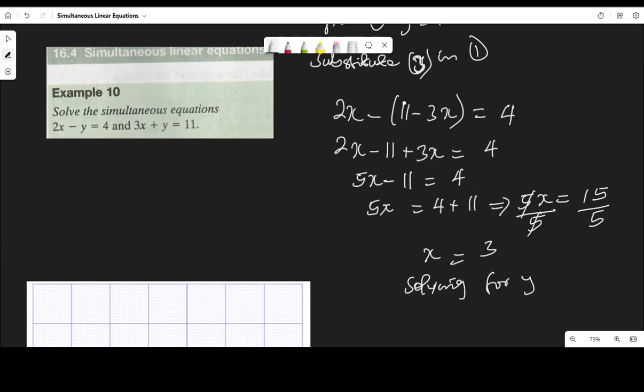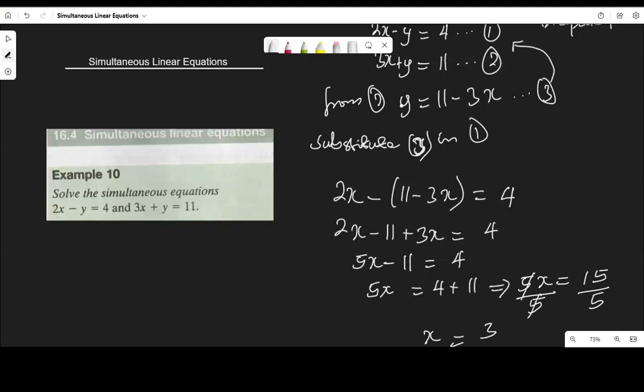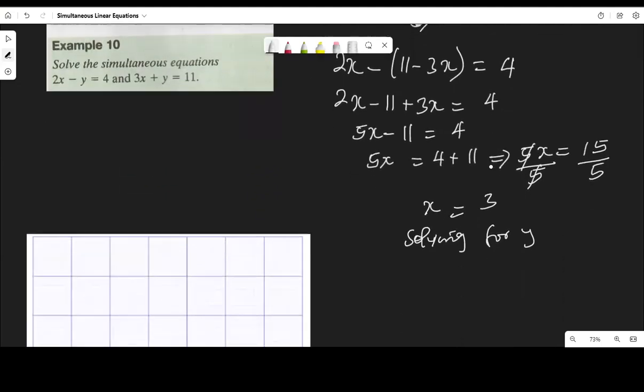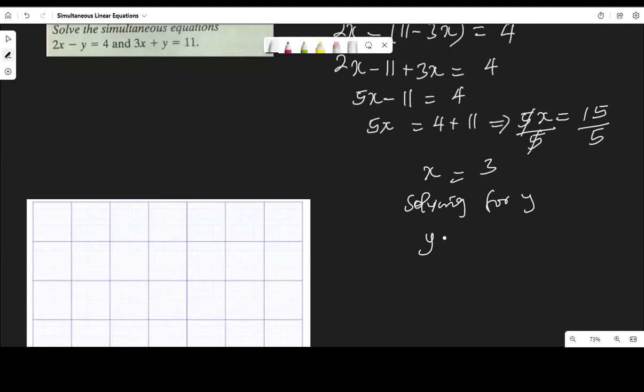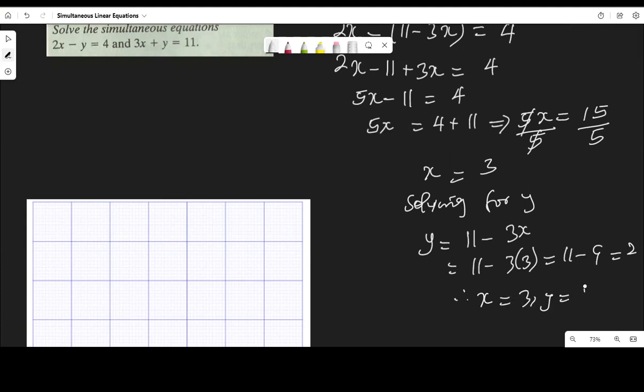I'm solving for y using any of the equations. Now, since equation 3 has clearly defined y, that y is equal to 11 minus 3x, let me just substitute the value of x right away. Any of the equations, either 1, 2, or 3, will give us the value of y. But let me use equation 3. This is 11 minus 3x. That will be 11 minus 3 times 3, which is 11 minus 9. That is 2. Therefore, x is 3 and y is 2.